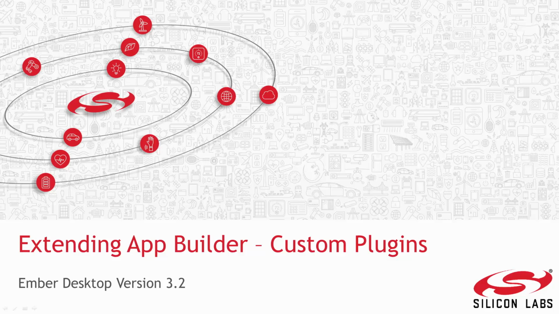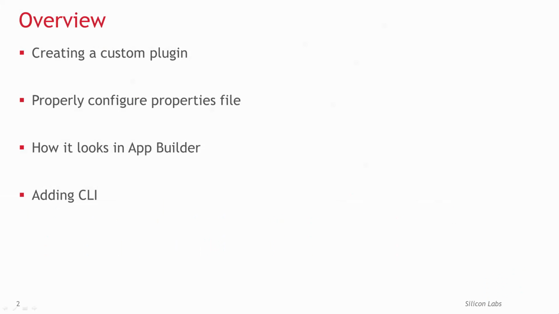In this video, we'll be showing how to extend App Builder to allow the use of a custom plugin. The Ember desktop version being used is version 3.2. We will go through creating a custom plugin, showing how to properly configure the plugin.properties file while simultaneously displaying how that directly affects how it looks in App Builder, and then lastly, explaining how to add custom CLI.